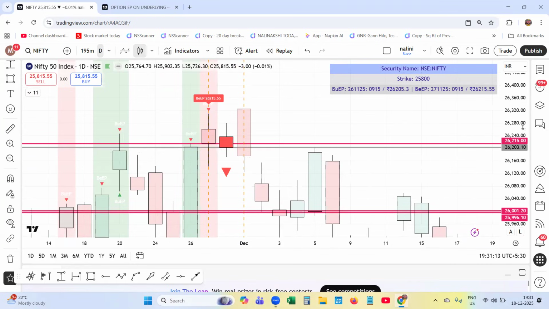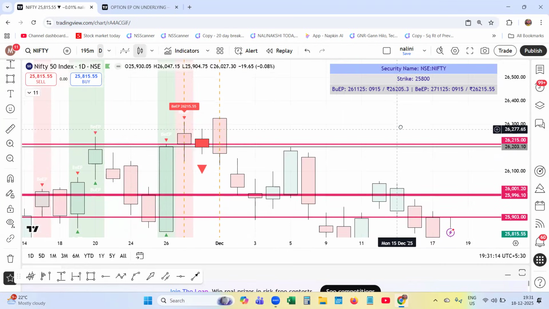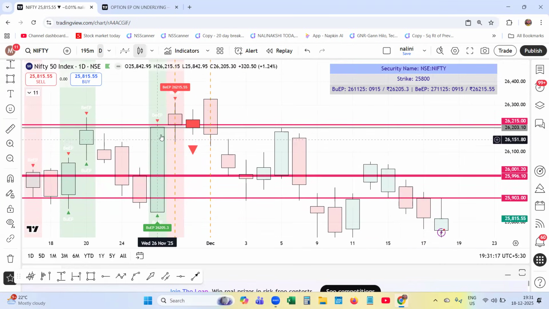Extraordinary volume triggers this episodic pivot. When it is generated, I usually mark these levels. I've already marked 26,215 and 26,205. So EP has been generated, that is my signal.